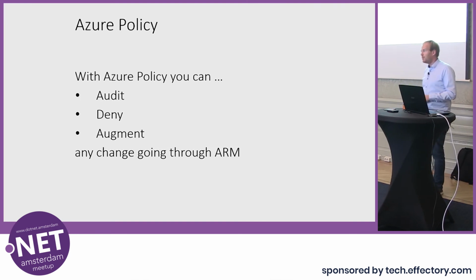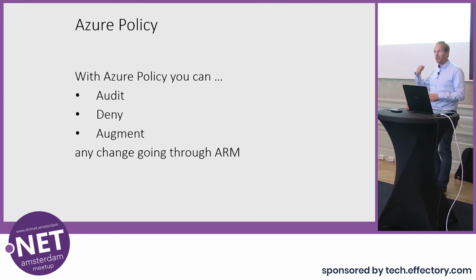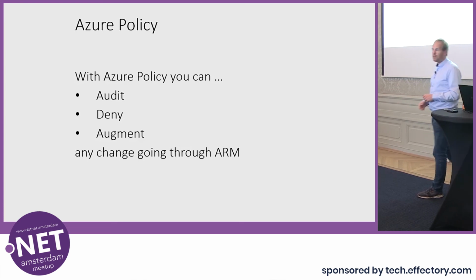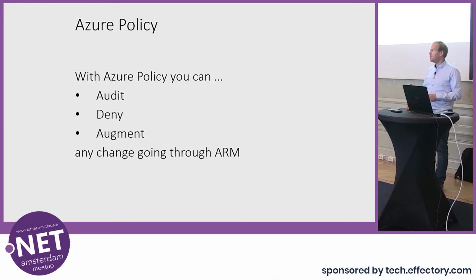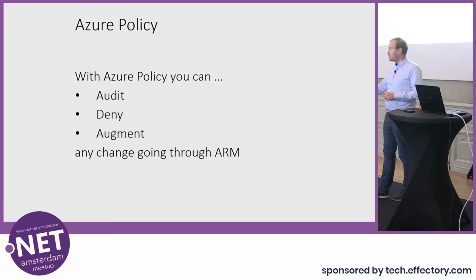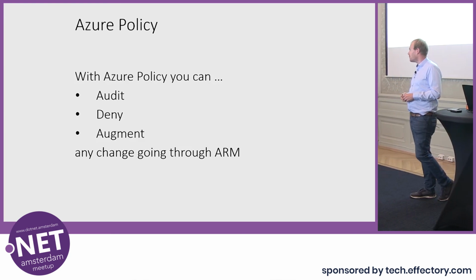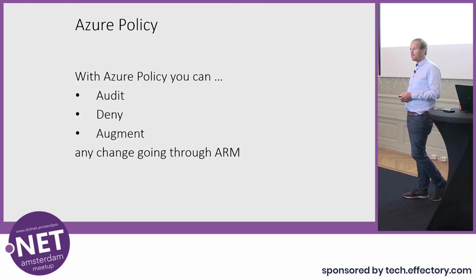So with Azure Policy, we can do three things. We can either audit things people do that we don't like. We can deny it. You want to create a virtual machine, deny it. And the coolest thing is, we can automatically augment it. So for example, when somebody deploys, I don't know, a SQL database, we can automatically deploy another template that will enable diagnostic logging, if we think that that's helpful.